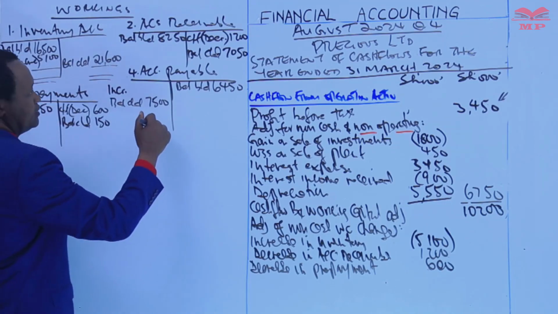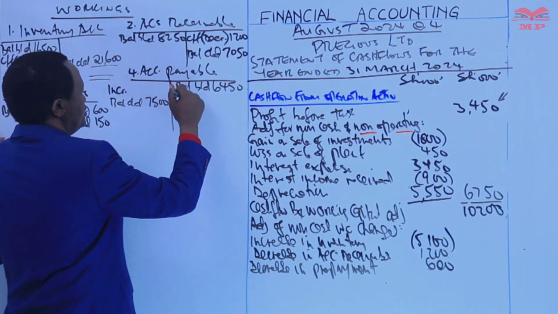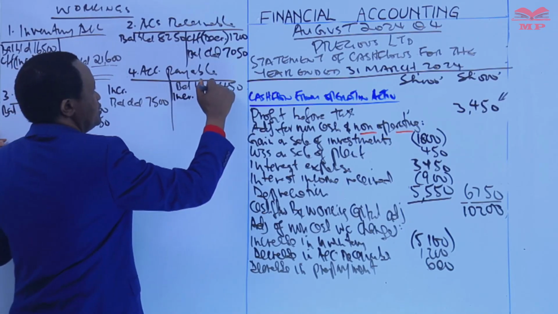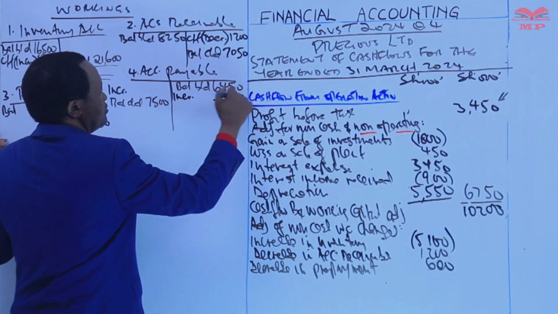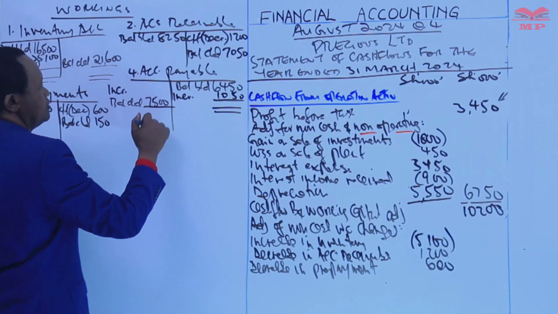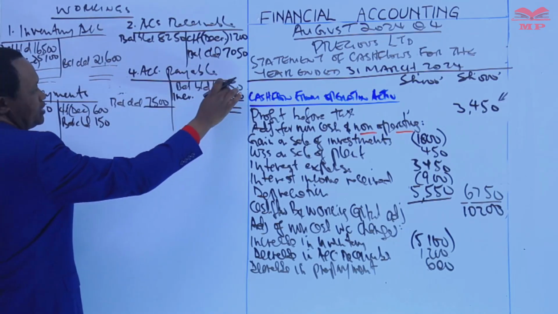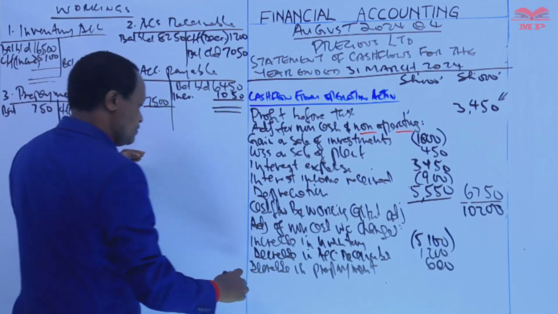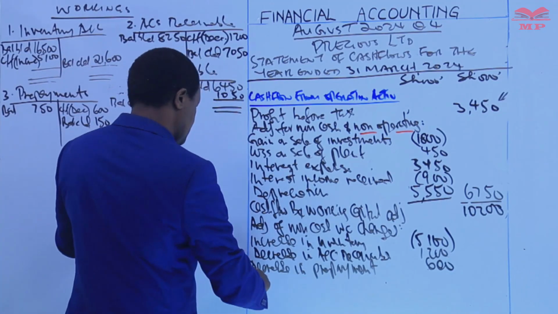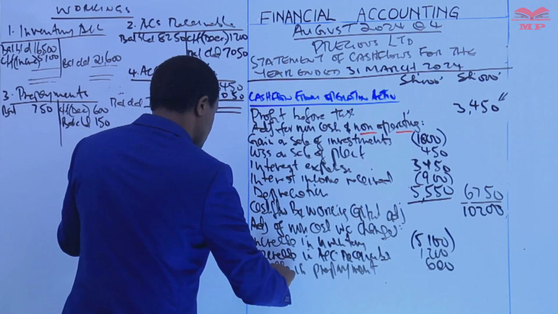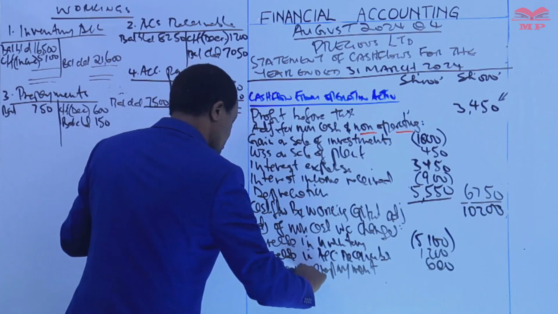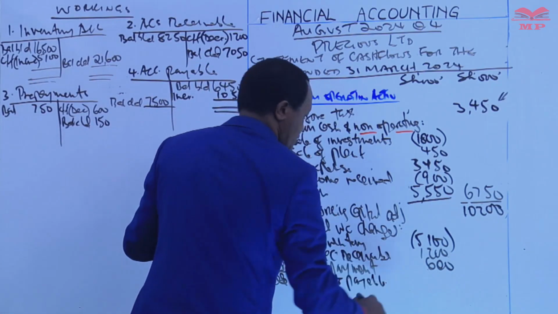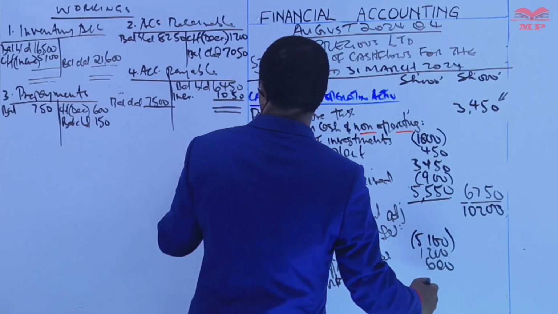$10.50. So it's supposed to be on this side. Increase $10.50. It's an increase. It has increased. So increase in accounts payable. This is an increase in accounts payable of $10.50.